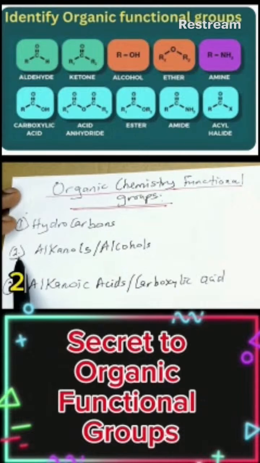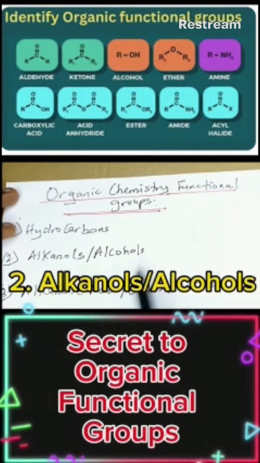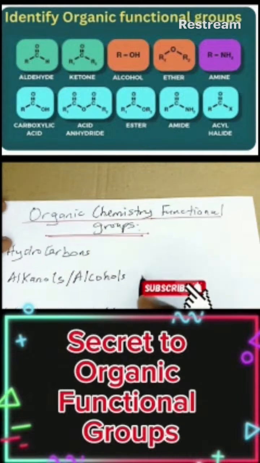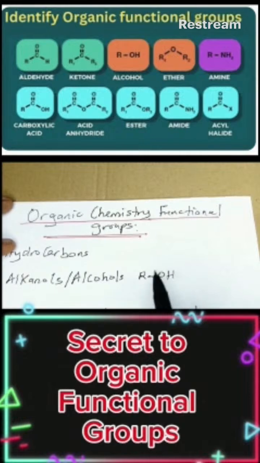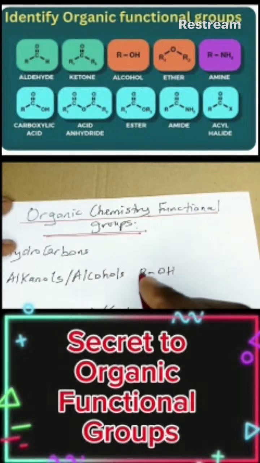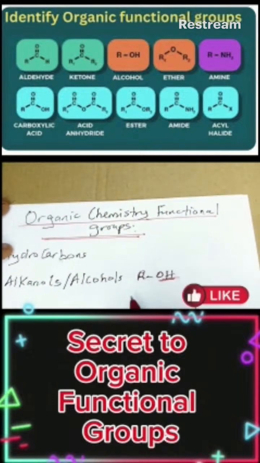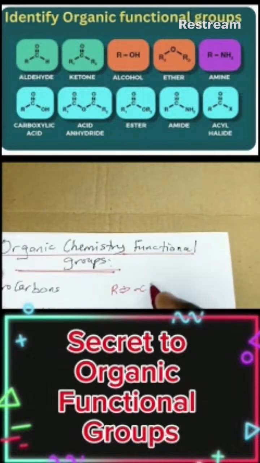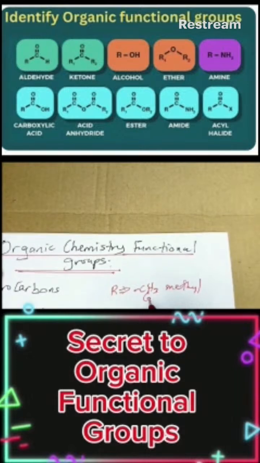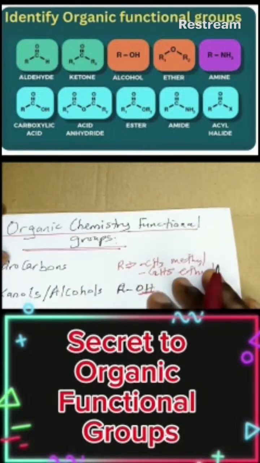So the second one is alkanols, generally also known as alcohol. Now, the functional group of these ones is when you have R, then with OH. The presence of this OH is what makes it an alkanol. This R is representing an alkyl group. The alkyl group, which is R, can represent CH3, which is called methyl, or C2H5, which is called ethyl, and it goes on and on like that.